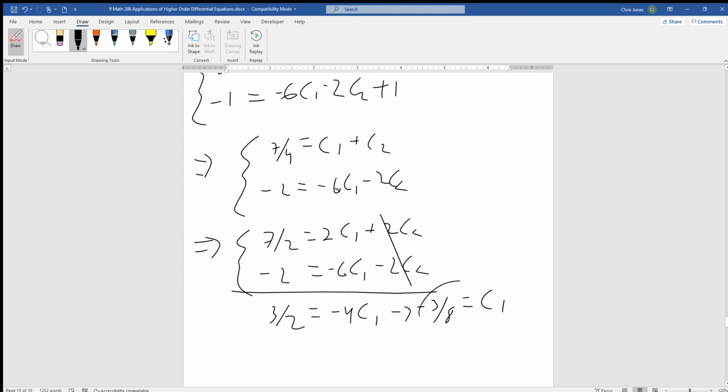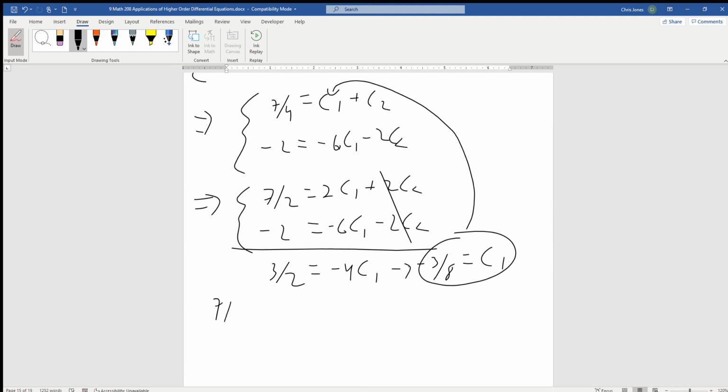equals c1, and now we can just substitute that all the way back up into this first equation to make it really nice and easy on us. And so we get 7/4 is going to be equal to -3/8 plus c2, and if we add 3/8 to 14/8, that's going to be 17/8 equals c2.